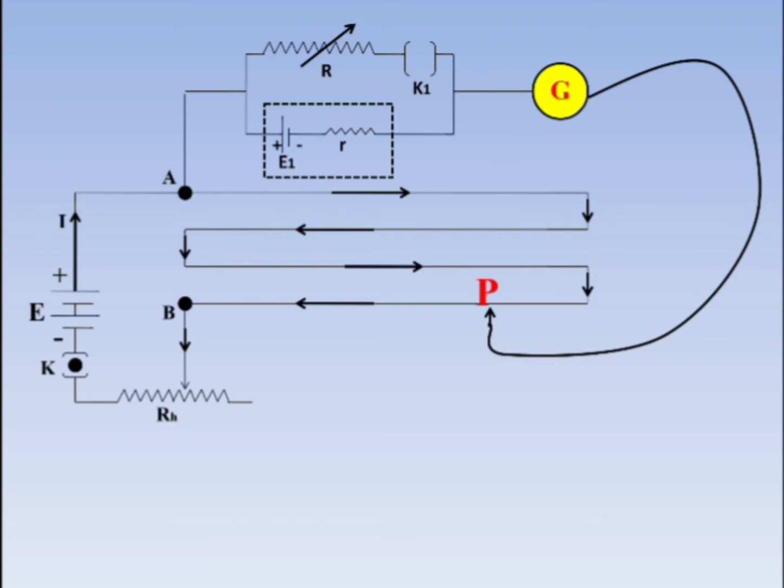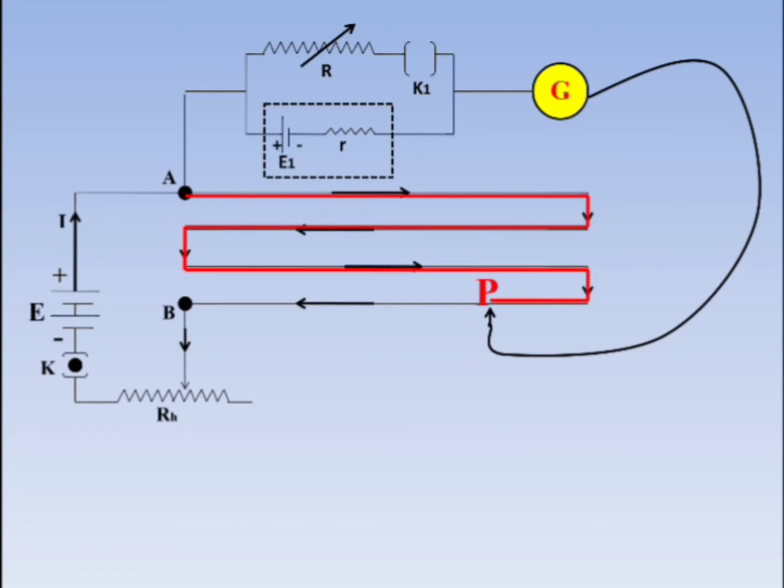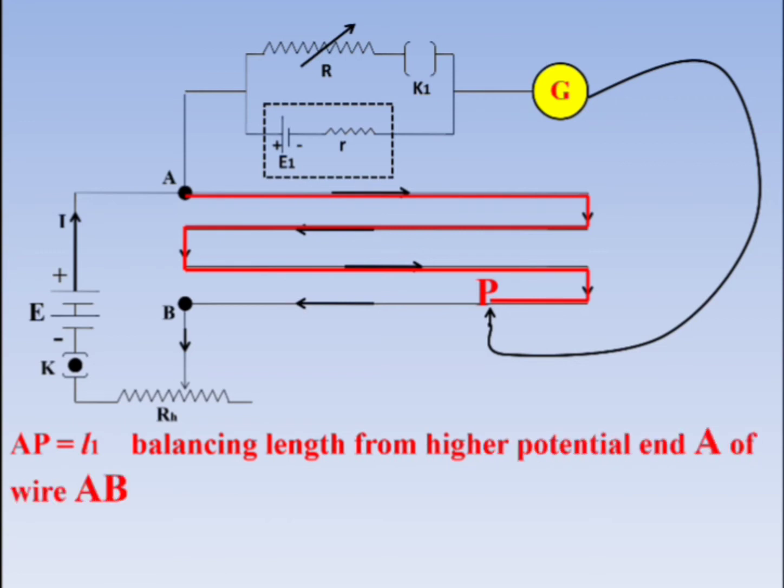That is, the potential at point P and the potential at the negative terminal of the cell E1 are the same. This means we are not drawing any current from the cell E1, so the cell E1 is acting like an open circuit cell. In this case, the length of wire between A and P is called the balancing length for the cell of EMF E1. So let AP be equal to L1, which is nothing but the balancing length from the higher potential end A of wire AB.